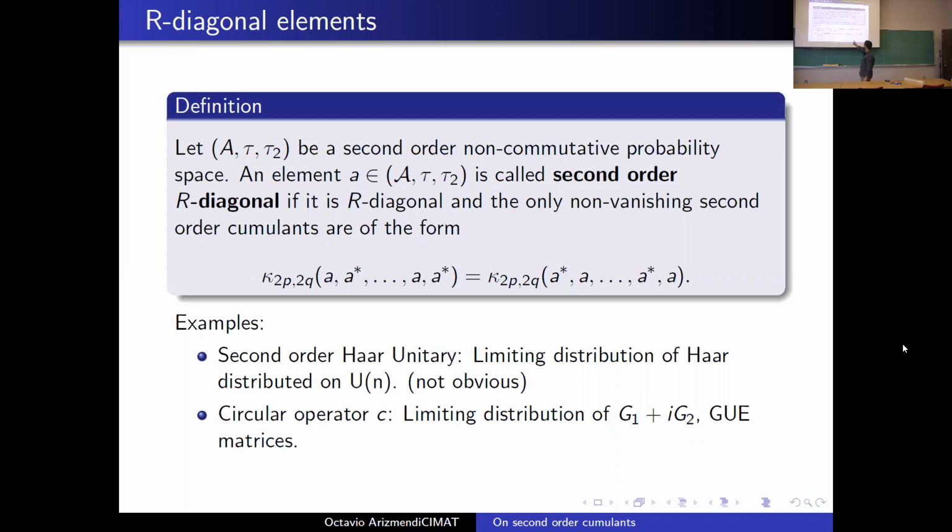And another one, which is more simple, because as Jamie mentioned, the only second order cumulants of a Gaussian are all zero, because only K2 in the first order is nonzero. So it's trivial that this is second order R-diagonal, because I already know that this is R-diagonal, and the second order thing is just obvious.